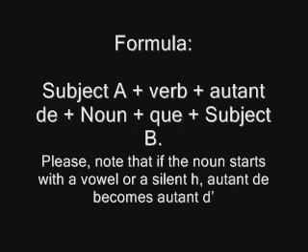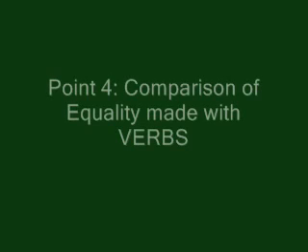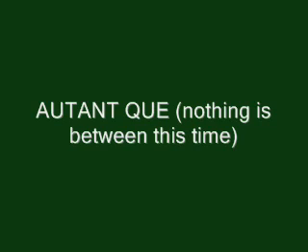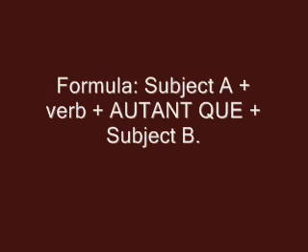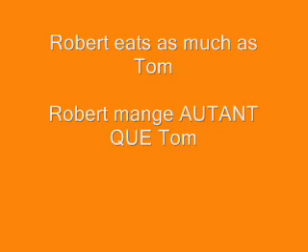Okay, so the last point, we'll be using the comparison of equality with verbs. To make a comparison of equality using verbs, you should use the expression autant que, with nothing in between, just autant que. Very simple formula, and I will provide the formula along with a few examples below. The formula is subject or object A plus the verb plus autant que plus subject or object B.